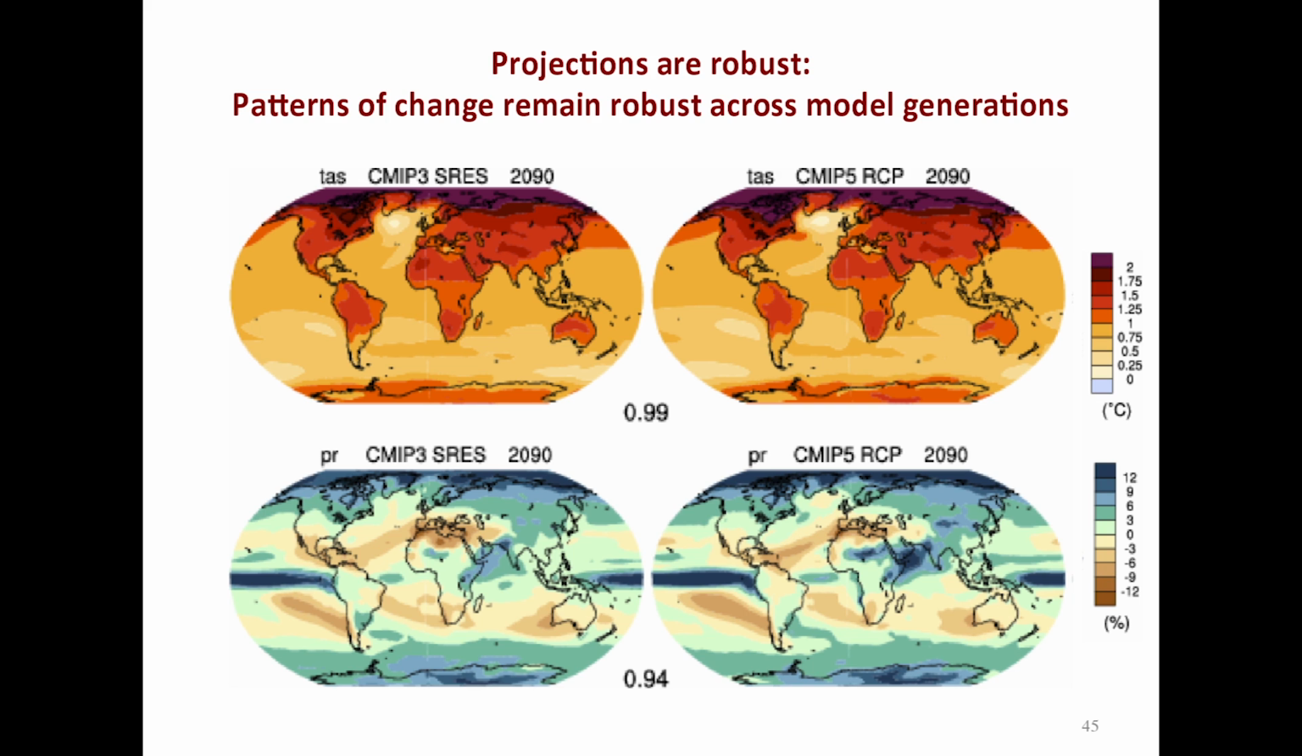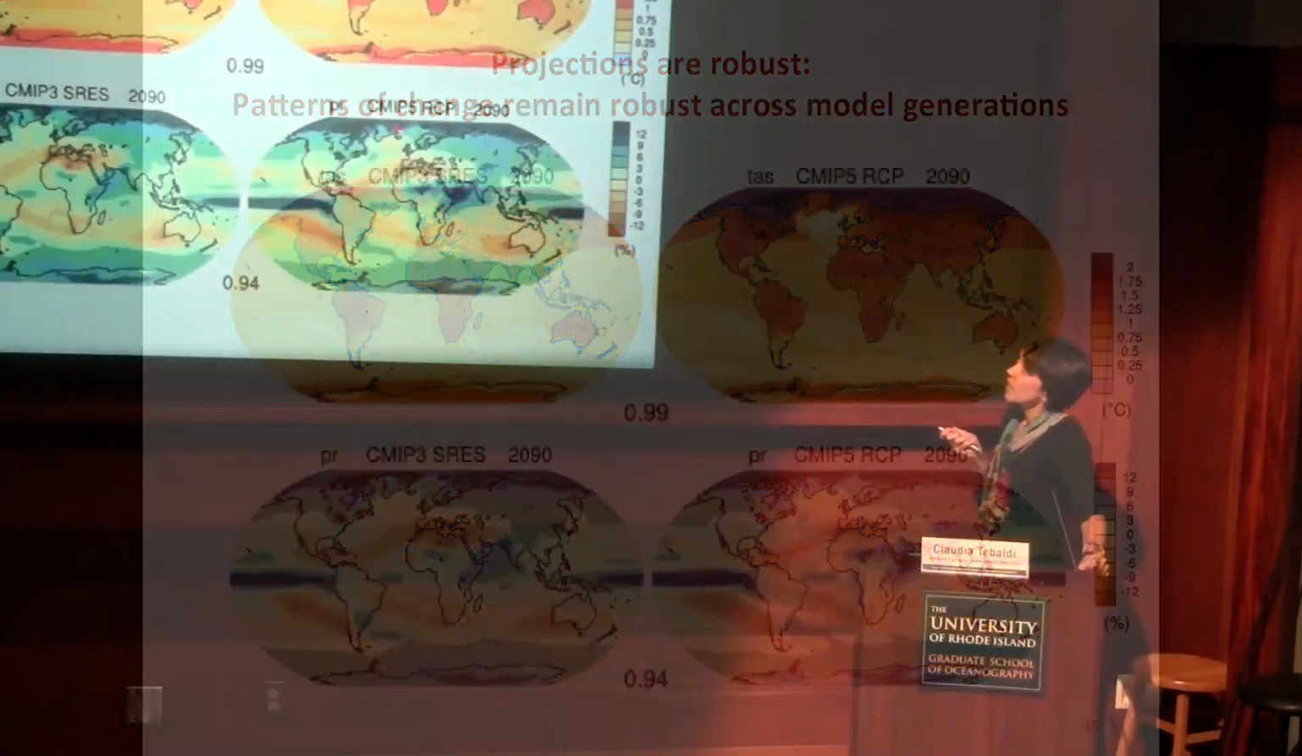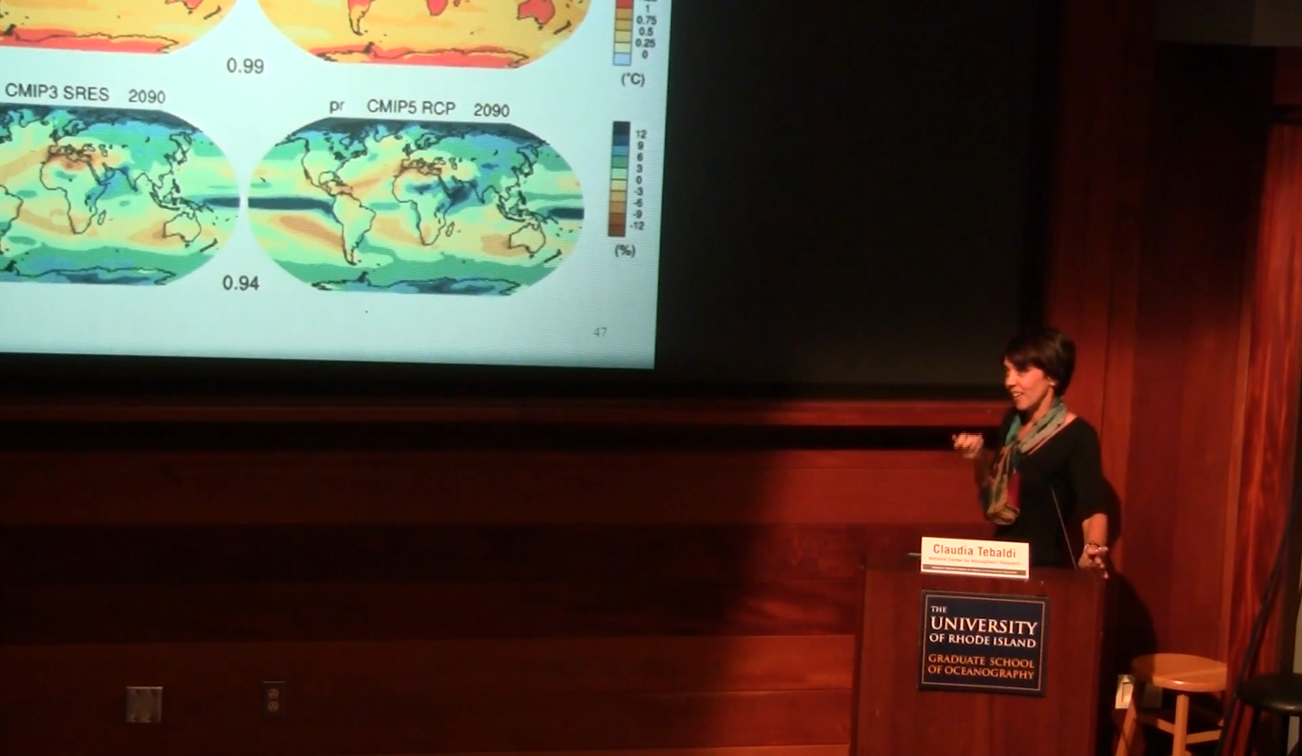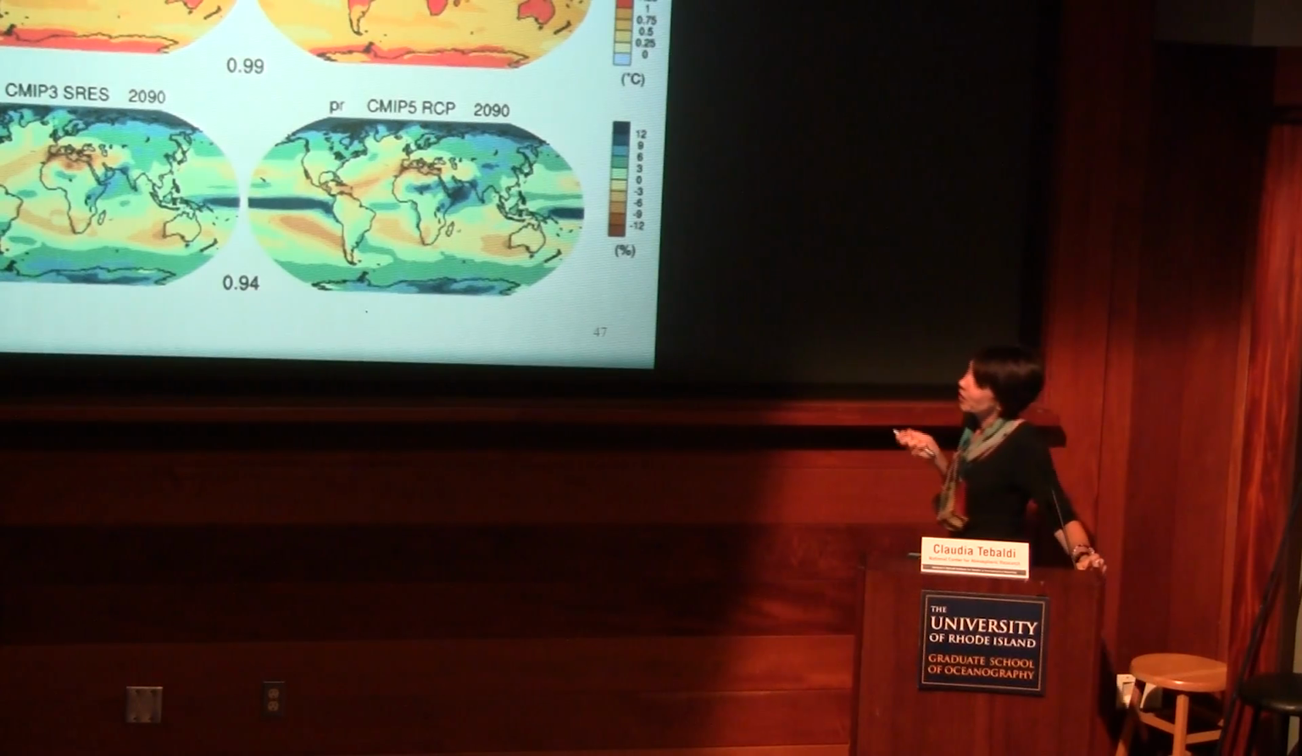But if I look at geographic patterns of change, these are the old ones, and these are the new ones. This is precipitation, this is temperature, old ones, new ones. These are temperature change per degree of global warming. This is precipitation change per degree of global warming. And if you are far enough in the audience, I challenge you to see differences between these 2 panels. And so this means that the models agree in the shape of things to come.